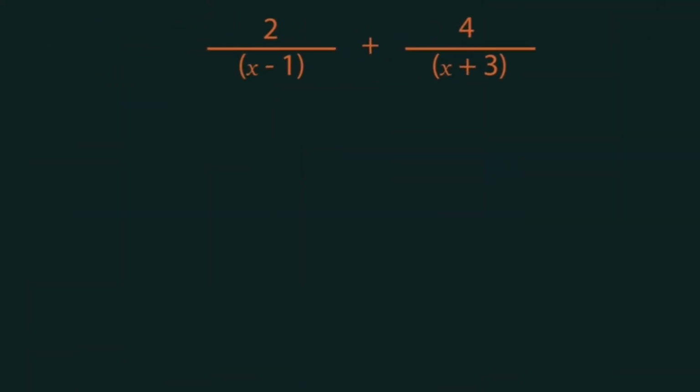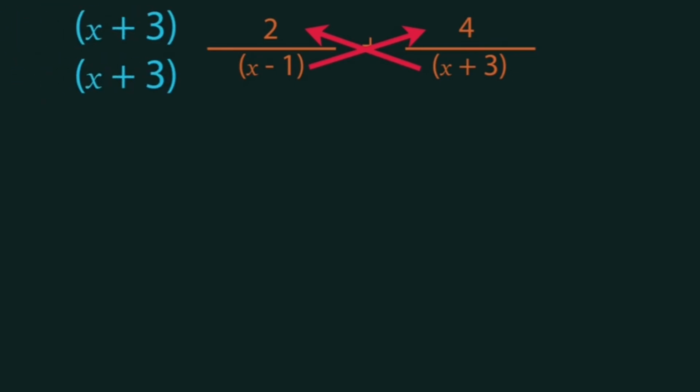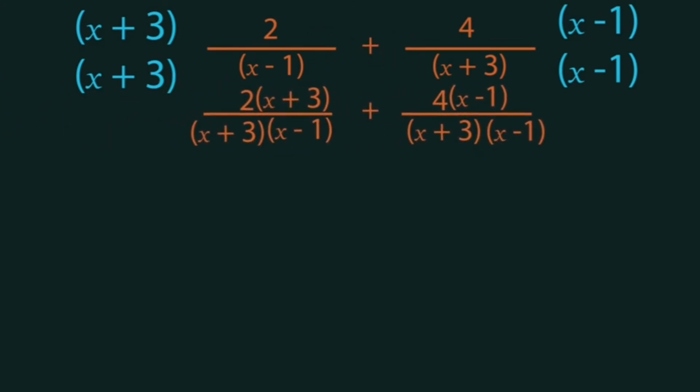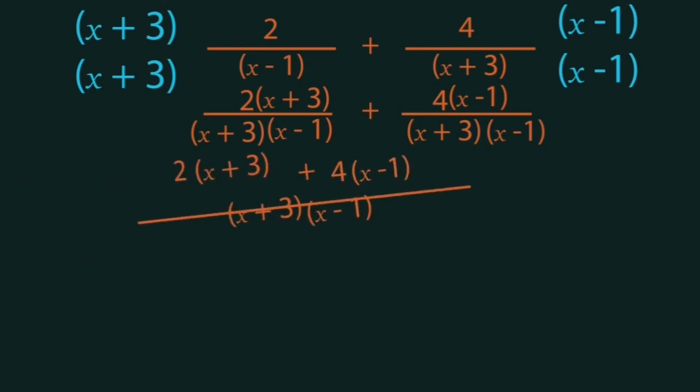So that's simplifying. To add or subtract algebraic fractions, they need to have the same denominator, just as with normal fractions. Let's have a look at an example. Cross multiply so that both fractions have the same denominator. So we multiply this one by x plus 3, and we multiply this one by x minus 1. As they have the same denominator, we can now add them together.